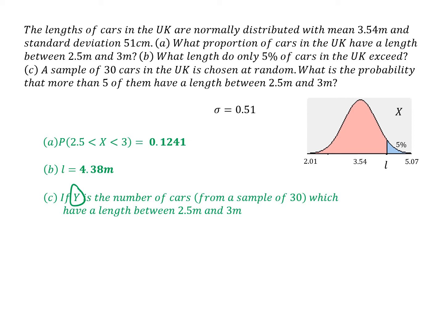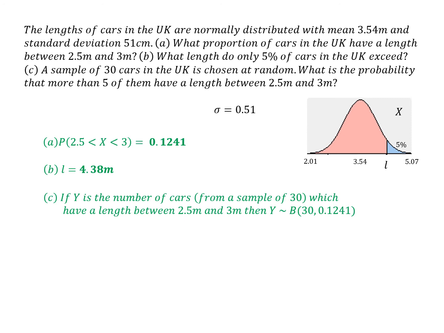So that is a completely different distribution to the distribution we've been looking at. Because we're talking about the number of cars, this is a binomial distribution, and we've got a number of trials of 30, and we know the probability of a single car from the sample being between 2.5 and 3, that's 0.1241. So the probability distribution of Y is that.